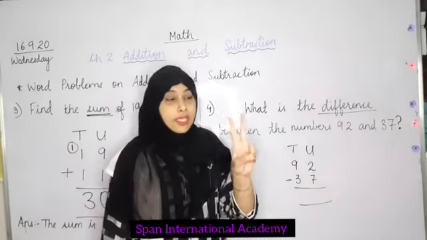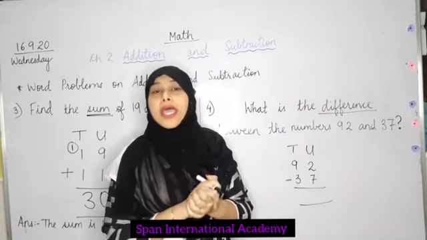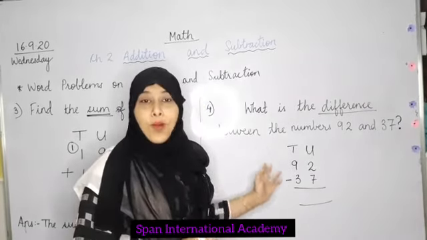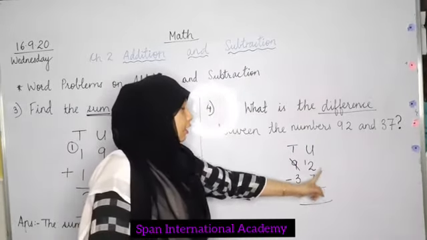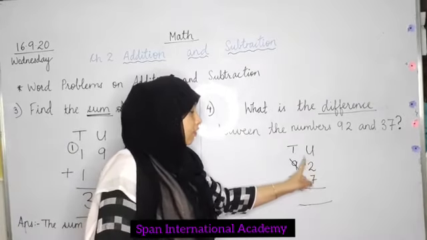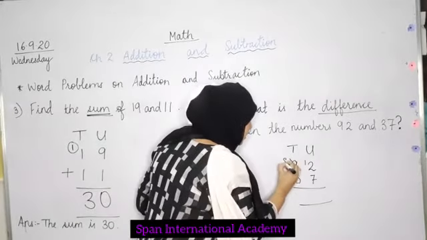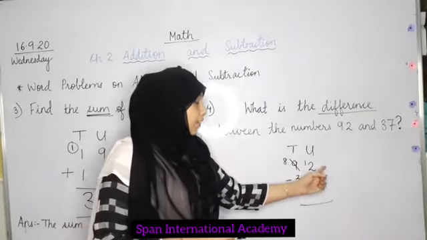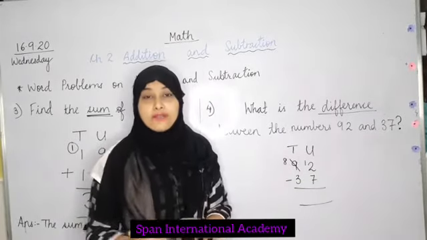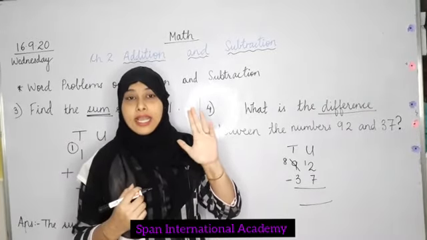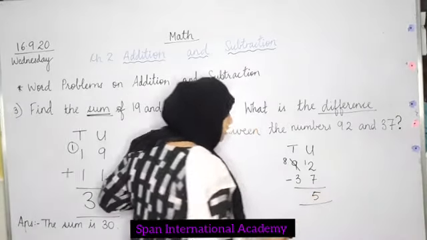2 minus 7. Can I do this from 2 fingers? Can I remove 7 fingers now? No, I cannot do that. So this is a borrowing sum. I will borrow 1 ten from 9 and bring it to the units place. So here I have got the number as 12. And 9 minus 1 is? Yes, it is 8. Now we have to do 12 minus 7. So after 7, I will count till 12. 7, 8, 9, 10, 11 and 12. It gives me 5. I will write 5 over here.